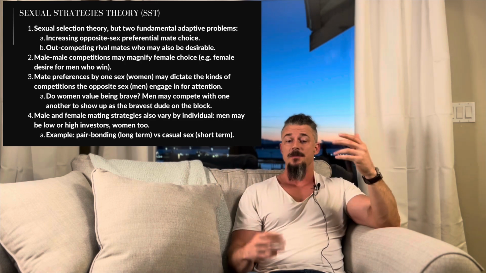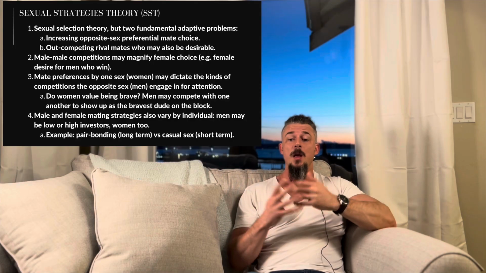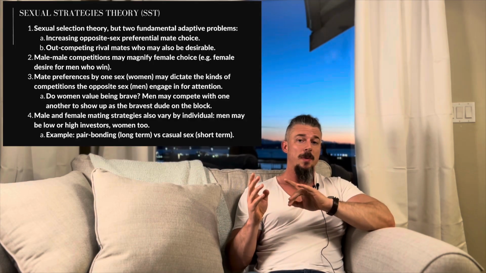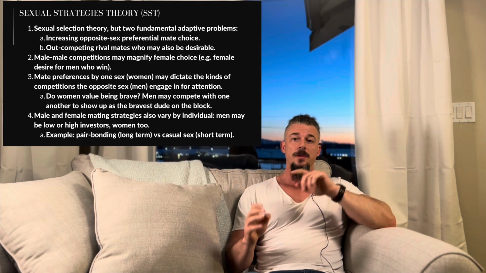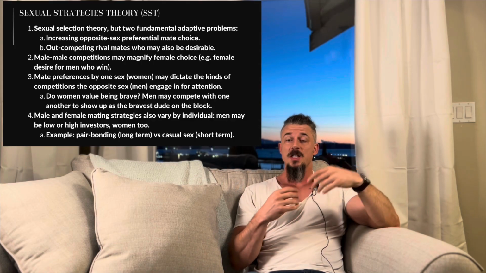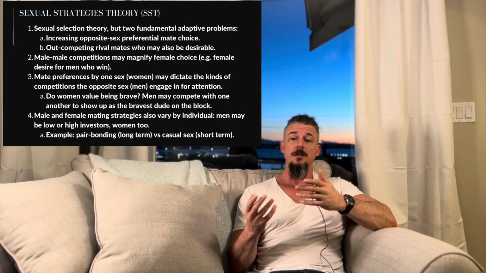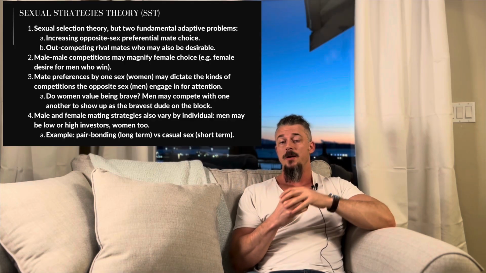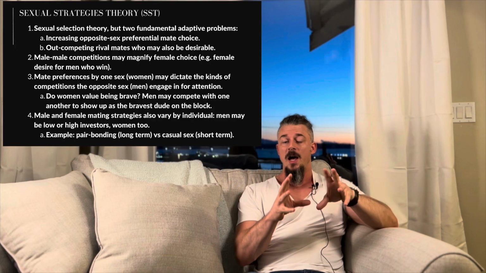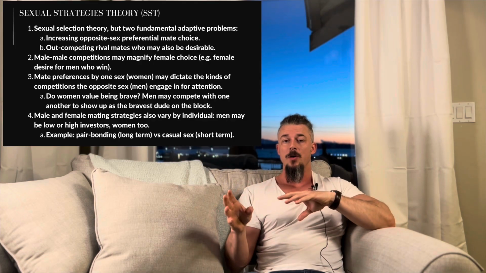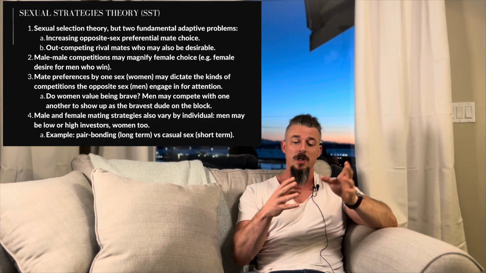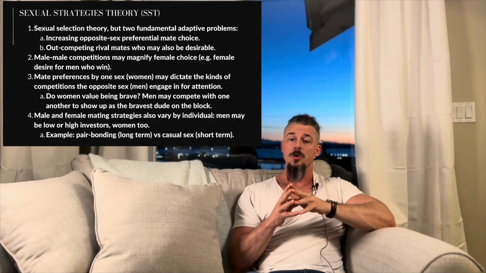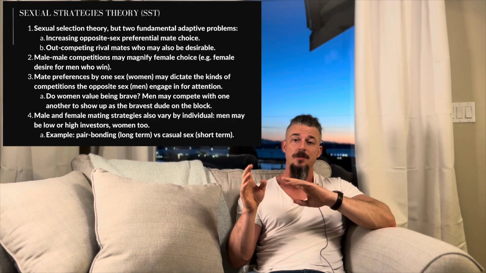An example of that, as far as high or low investors, is pair bonding, long-term mate selection, we'll probably call it that throughout this video, versus casual sex or short-term mate selection, that kind of a thing. What is the sexual strategy being employed there? Is it a long-term strategy with high pair bonding, retaining a mate for a long period of time, investing heavily in the offspring? Men and women do this. Or is it a short-term strategy? Get someone pregnant and leave, that kind of a thing.